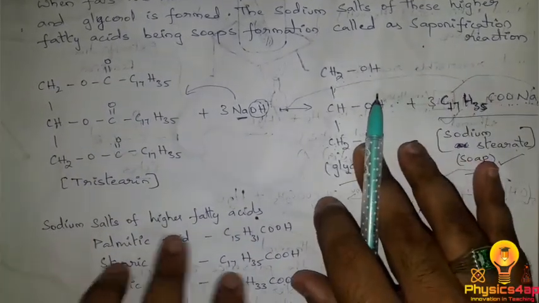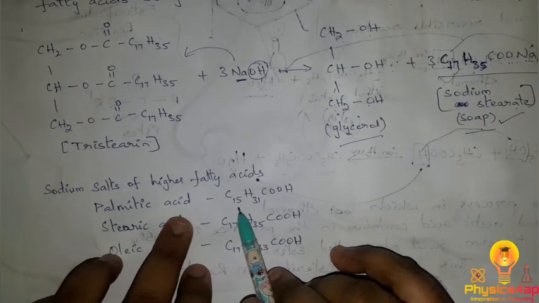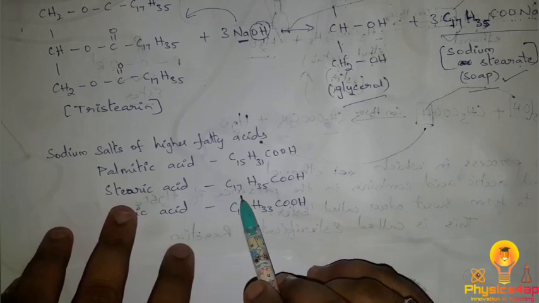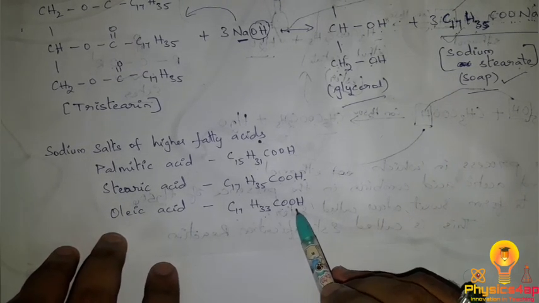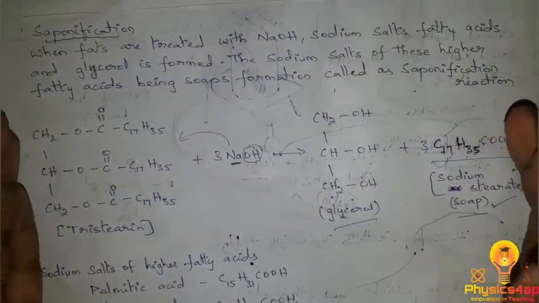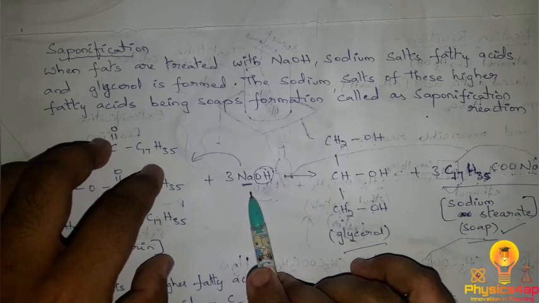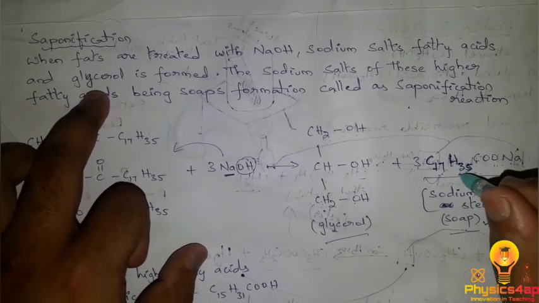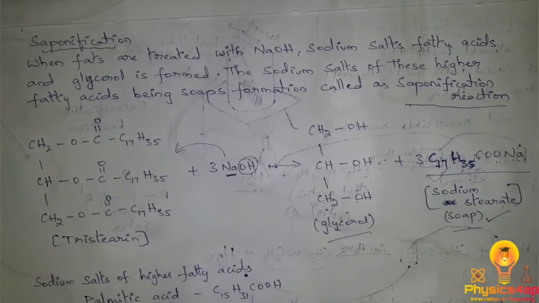And we have some sodium salts of higher fatty acids, like palmitic acid, C15H31COOH, stearic acid, C17H35COOH, and oleic acid, C17H33COOH. Now this is about the saponification reaction, that is, the preparation of soap. When fats are treated with sodium hydroxide, we get sodium salts of fatty acids and glycerol. These sodium salts of fatty acids are called soap, and this reaction is called the saponification reaction.